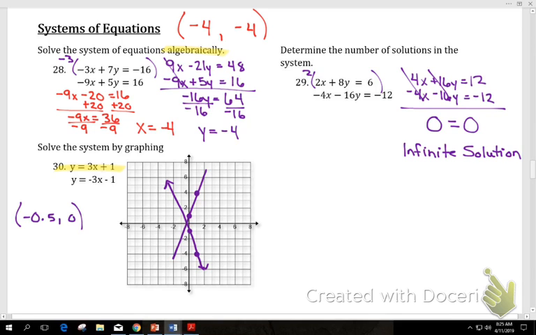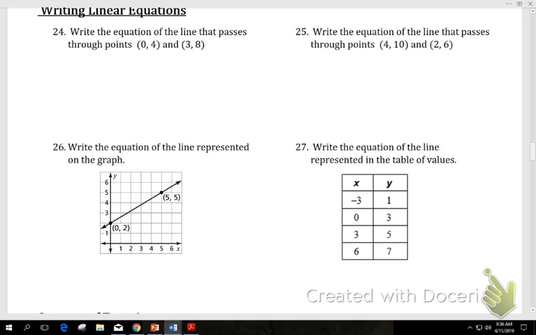Now let's go back to number 25. What did you do first on number 24? Right, what formula? Okay, so you solved for slope. No matter what, you always solve for slope first when you're writing an equation. So go ahead and do that on number 25. We did it 3 times yesterday. Okay, so go ahead and find your slope on number 25.